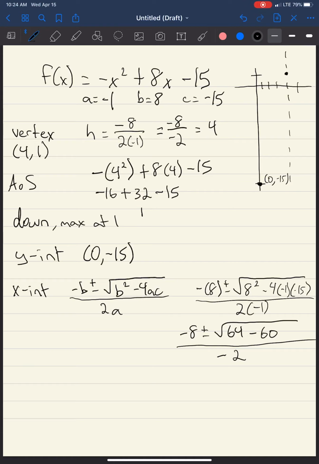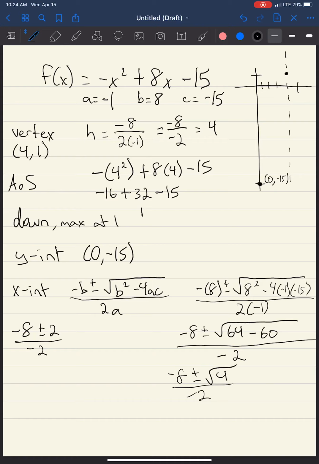So I'm going to start by solving all this stuff inside of the square root. So I have negative 8 plus or minus, and then what's 64 minus 60 is just 4, right? So we have the square root of 4. And then the square root of 4 is just 2, right? So I'm going to start writing this over here. Negative 8 plus or minus 2 over negative 2.